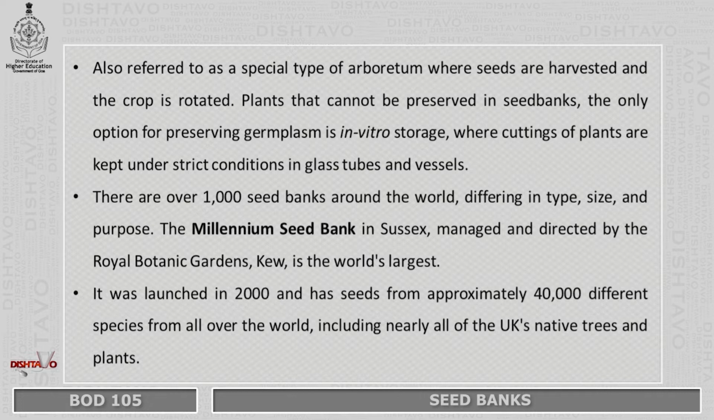There are over 1,000 seed banks around the world, which differ in their type, size, and purpose. For example, the Millennium Seed Bank in Sussex, which is managed and directed by the Royal Botanic Gardens, Kew, is the world's largest seed bank. It was launched in the year 2000 and has seeds from approximately 40,000 different species from all over the world, including nearly all the UK's native trees and plants.